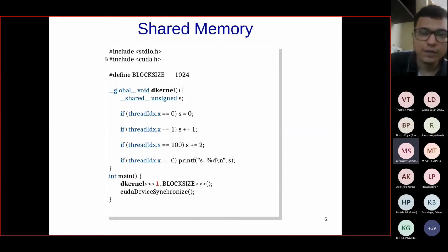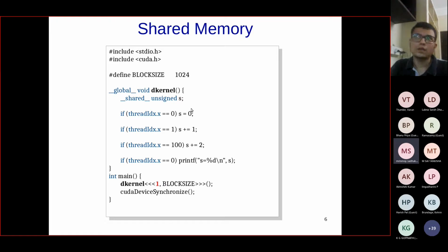So let us understand this code. What are the possible outputs that this piece of code can give? First of all, you should understand that we are just launching the kernel with one block, so there will be only one copy of this shared variable across all these 1024 threads within the single thread block with which we are launching the kernel. So this variable is shared across all 1024 threads.